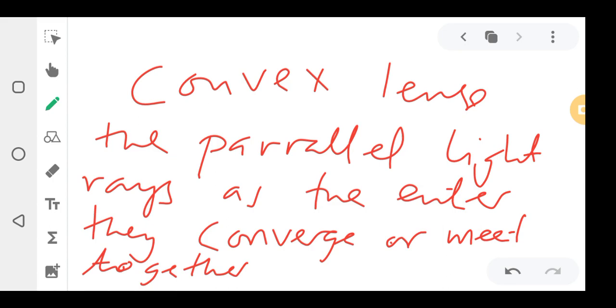Okay, roughly I think this is a little about lenses that you need to know, just to open your mind. So that is a bit concerning the convex lens. Okay, that's all. We'll end here.